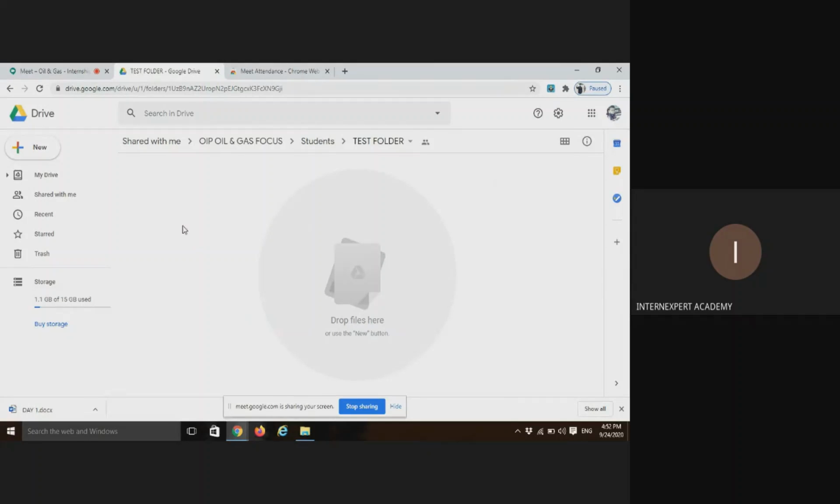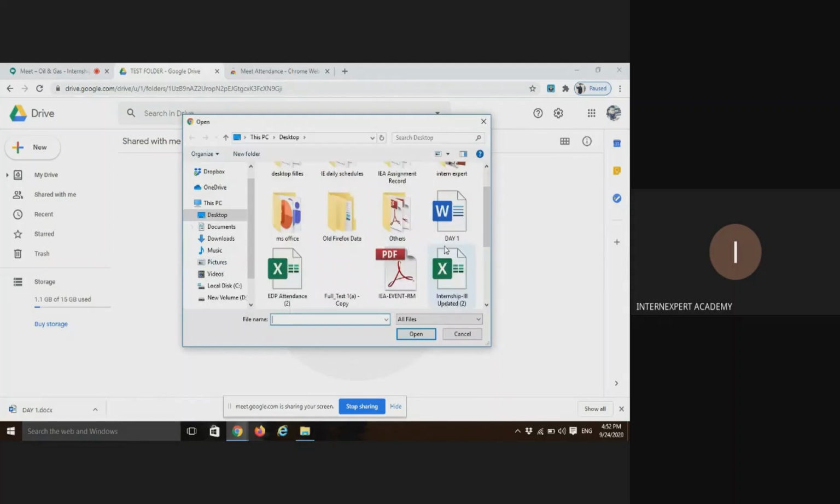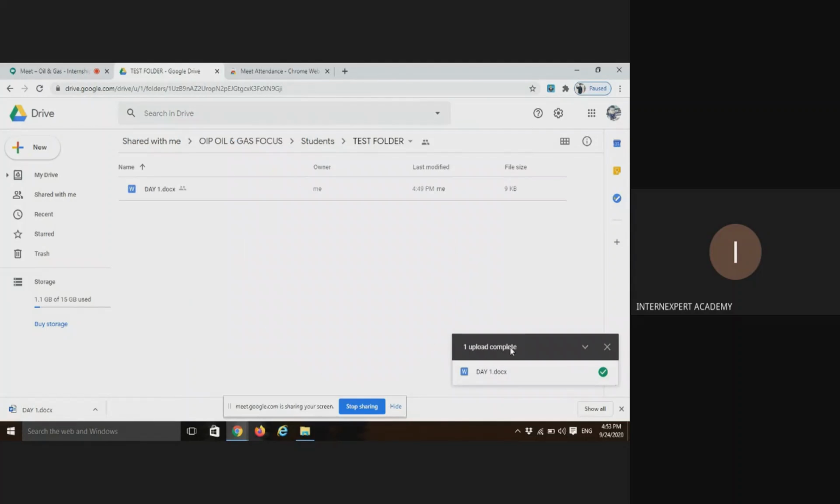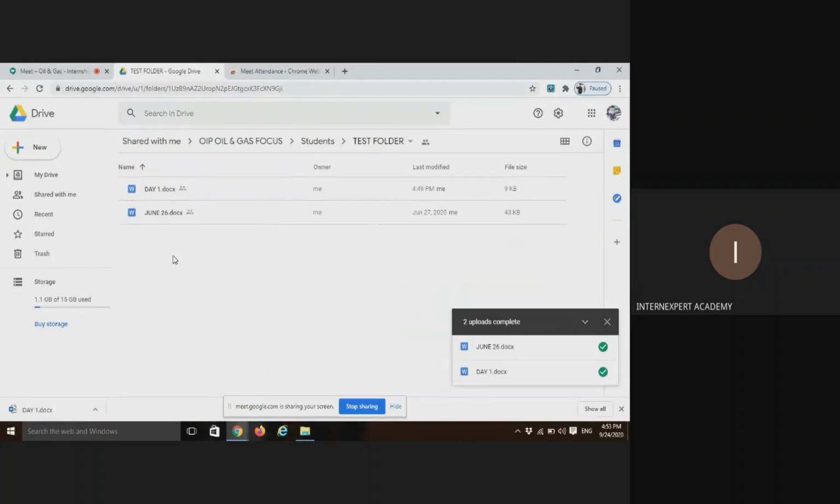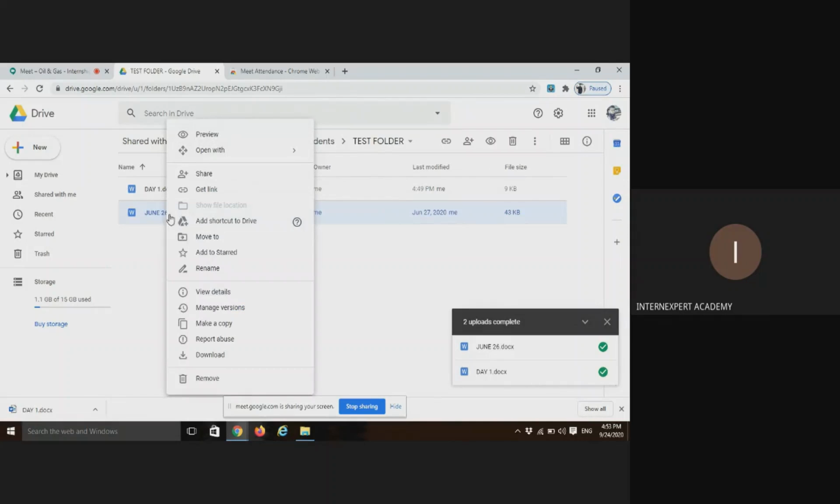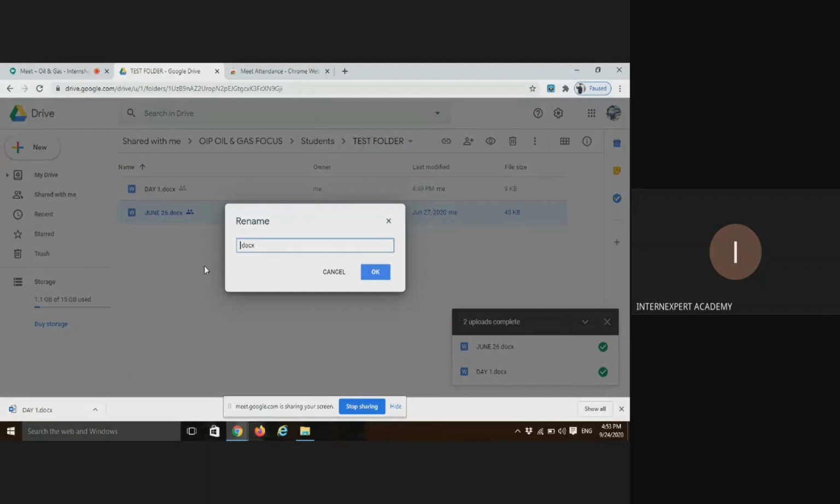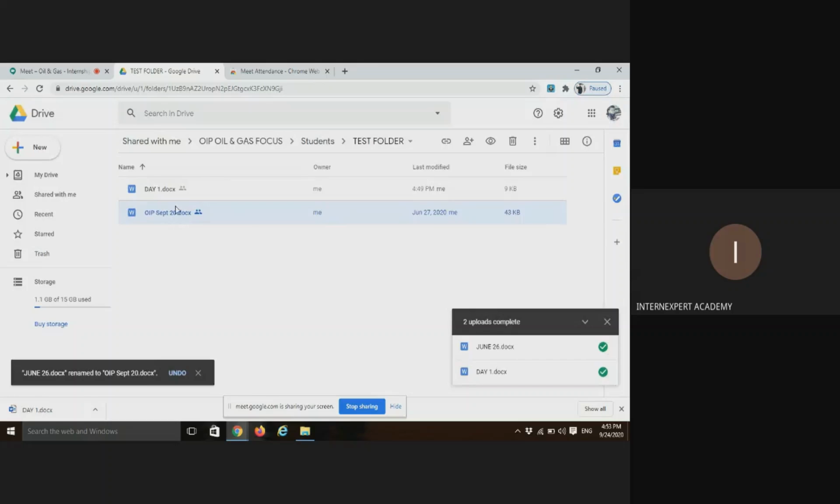You can upload in your folder either by clicking upload files and selecting the file, and it will be uploaded, or you can drag the file to this page and upload it. Now, I've told you to rename all the files with OIP and the date on which the session was taken. You can right click and click rename. You can rename the file as OIP September 20th session. Don't put the date on which you are doing the assignment. It has to be the date on which the session was taken. Then click OK, and the file will be changed.